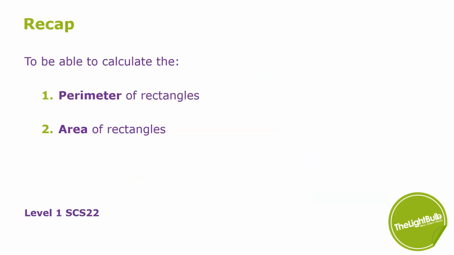And that brings us to the end of this little session. Hopefully you've learned or refreshed your knowledge of how to calculate the perimeter of rectangles and also to work out the area of rectangles. And I would suggest again as well, please remember that formula. Area of a rectangle equals length times width.